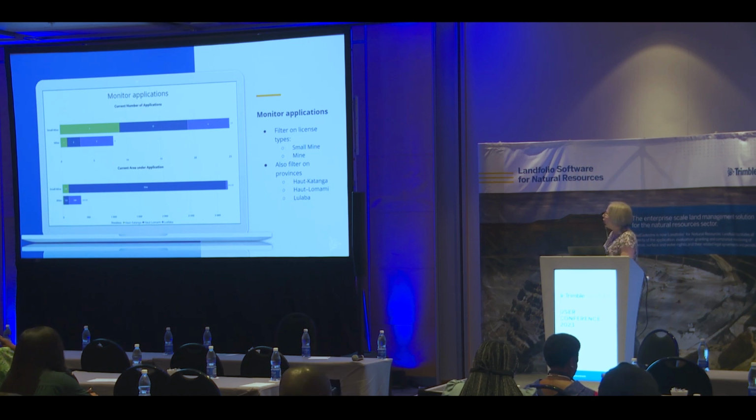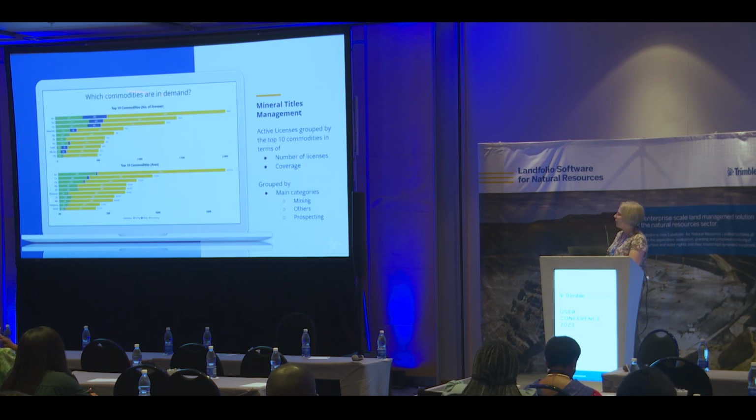Finally, for this graph, I've used a combination of filtering on license types as well as on the provinces. On this one, I've chosen to use 3 different provinces and 2 different license types. So the combinations are endless. Depending on what information you want to get out and what you want to analyze, we can set it up in such a way that you can get those answers that you need to make informed decisions. All right, let's look at a few other examples.